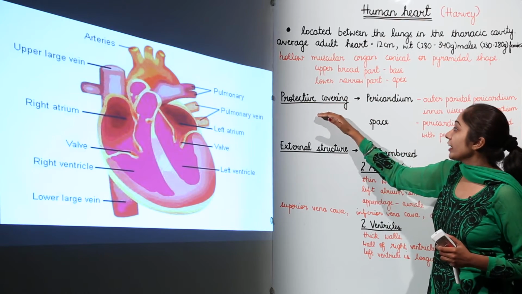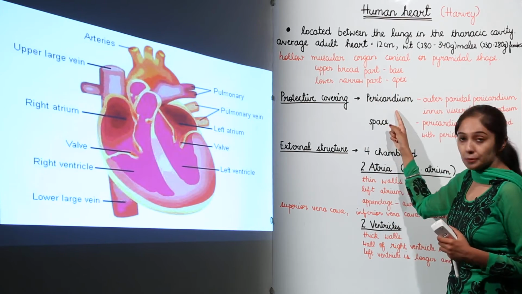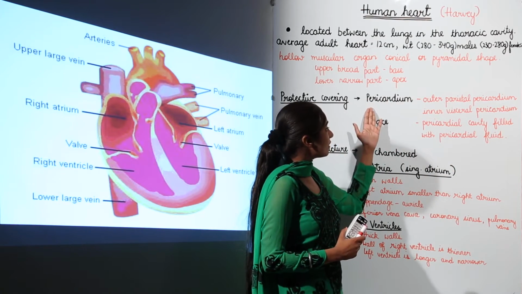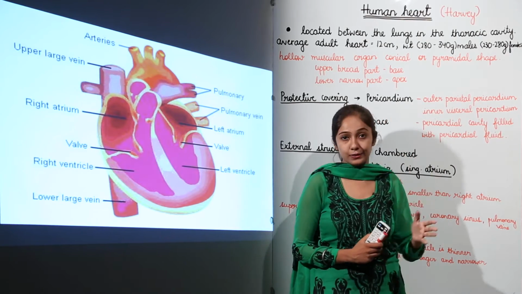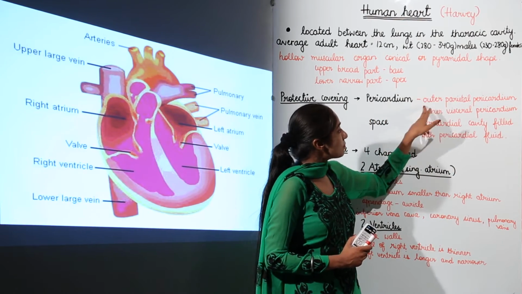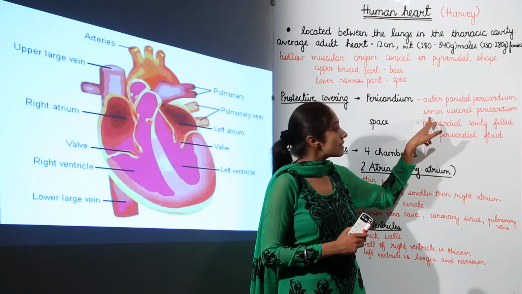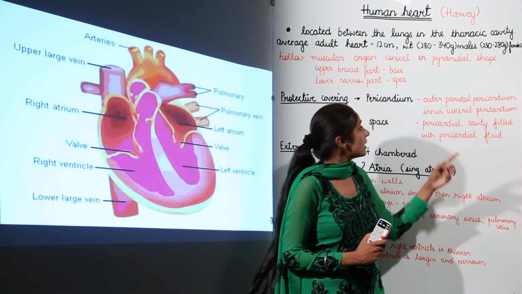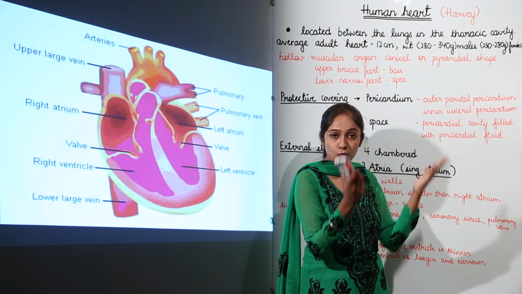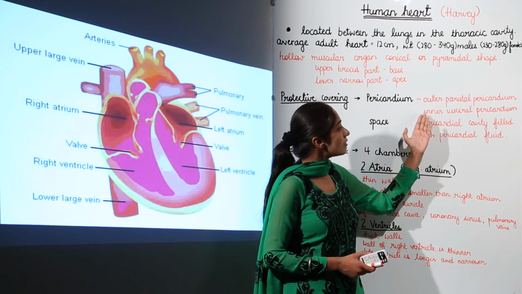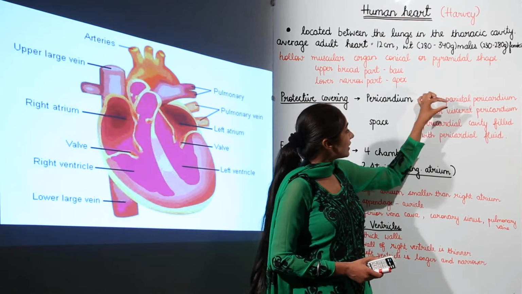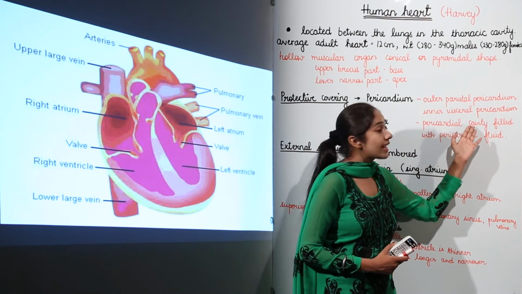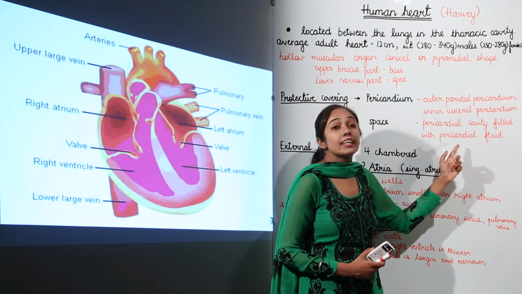The protective covering of the heart is known as pericardium. It is composed of two layers: the outer parietal pericardium and the inner visceral pericardium. Between these two layers there is a space. We call that space the pericardial cavity, and it is filled with pericardial fluid.